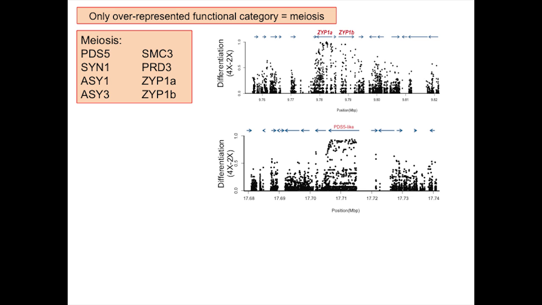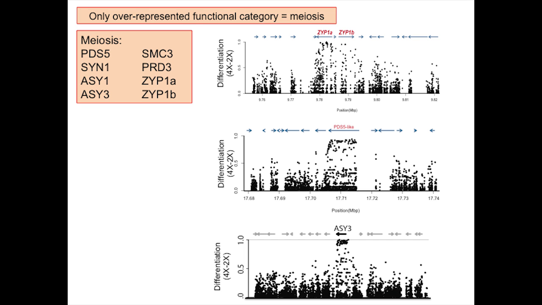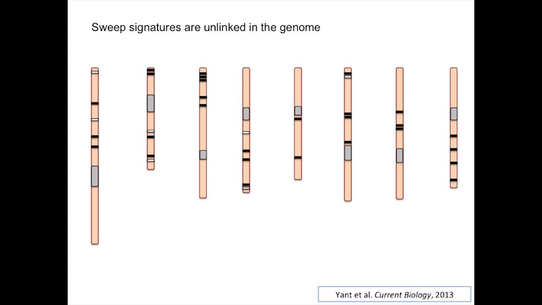This is another one. This one was actually kind of fun because this was annotated as an unknown gene, but it was such a nice sweep that I thought it has to be doing something. So we did a bunch of protein blasts, and it turned out that it was homologous to a gene called PDS5 in animals, which is an absolutely critical meiosis gene. It just hasn't been identified in Arabidopsis because there's another homolog, so there's probably some redundancy there. And then again, this is the same peak I showed you on the previous page for ASY3. These genes are all unlinked in the genome, so all the dashes here are showing where the actual peaks are across the arenosa genome, and these are where the meiosis genes are falling.